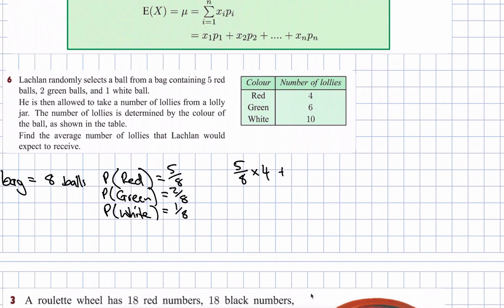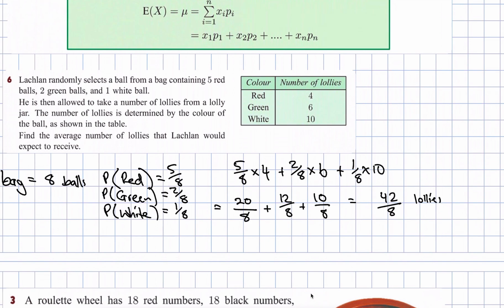Okay, we're going to have 2/8 of the time we're going to get 6 lollies, and 1/8 of the time you're going to get 10 lollies. Okay, so you'd use your calculator probably to save time, but we've got 20 over 8 plus 12 over 8 plus 10 over 8. Okay, so that's going to be equal to 22, 32, 42. Okay, so 42 over 8 lollies, and you can simplify that down to a value. Okay, so that's the process that's being used. Because the probabilities are different, we can't just add them up, divide by how many are there. But effectively, same sort of idea.